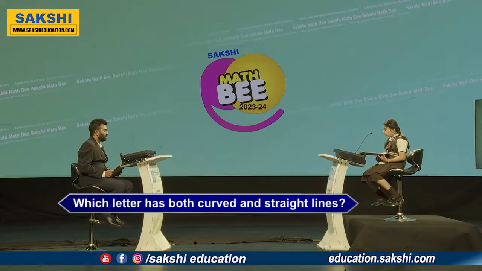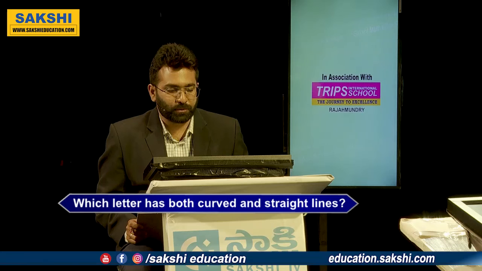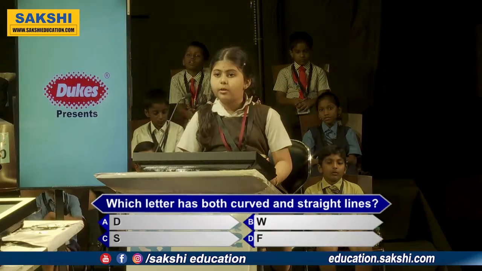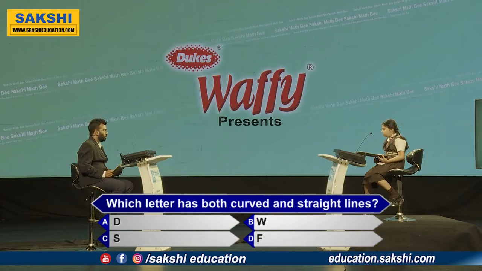On your screen, which letter has both curved and straight lines? Options, please. D, W, S, F. Option A. Okay, please lock option A, D. The right one.